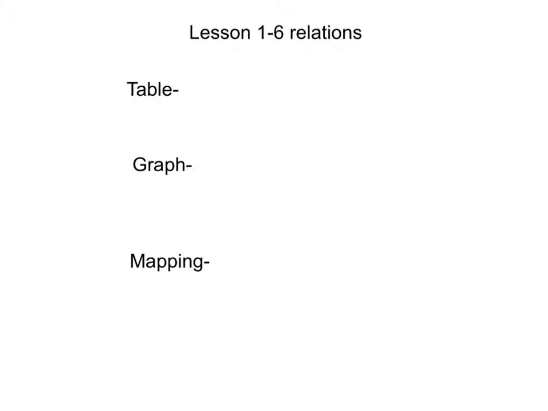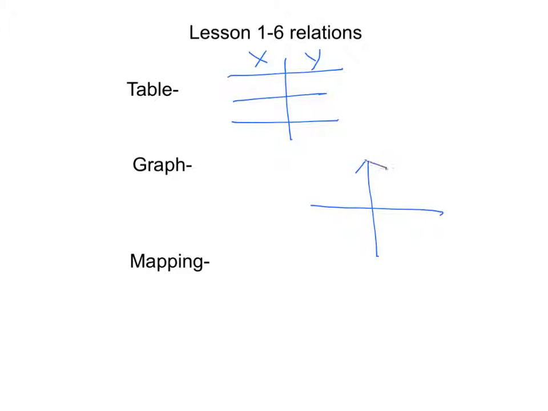Lesson 1-6, Relations. There are 3 different ways that we can represent relations. The first is the table, where we set up our columns and rows, with your x and y values placed beside each other. Then we have a graph, where you graph your coordinate points on your x and y axis.